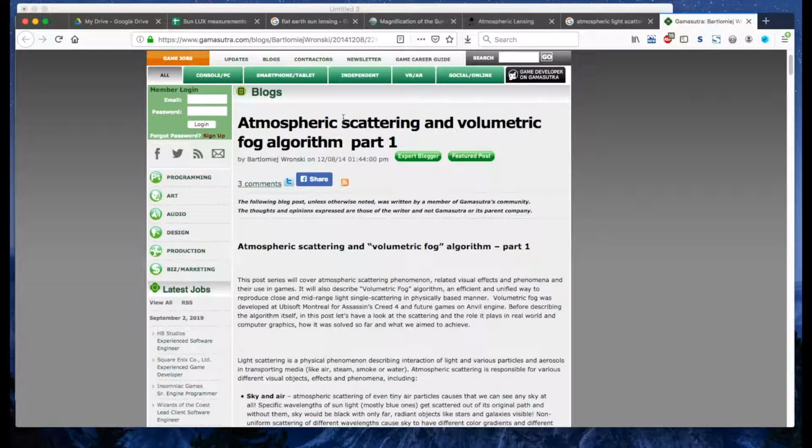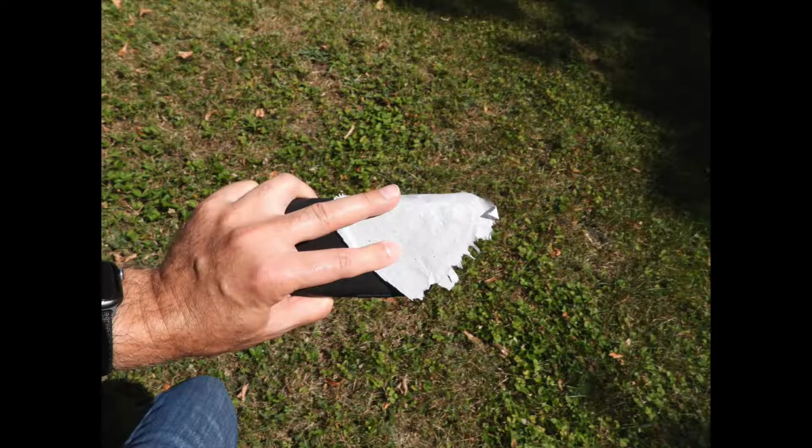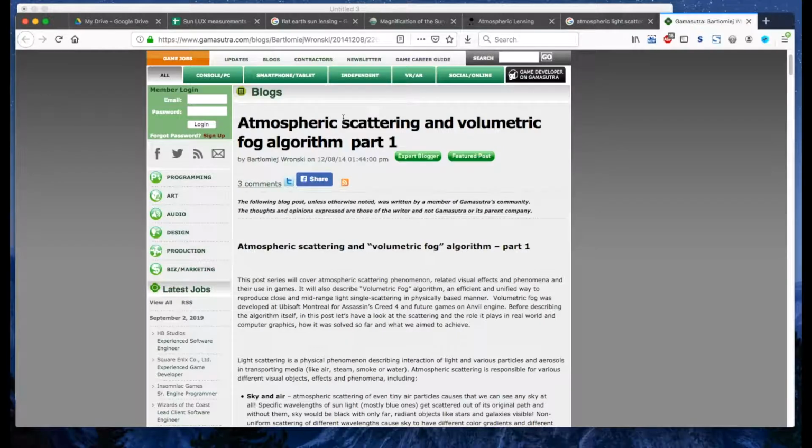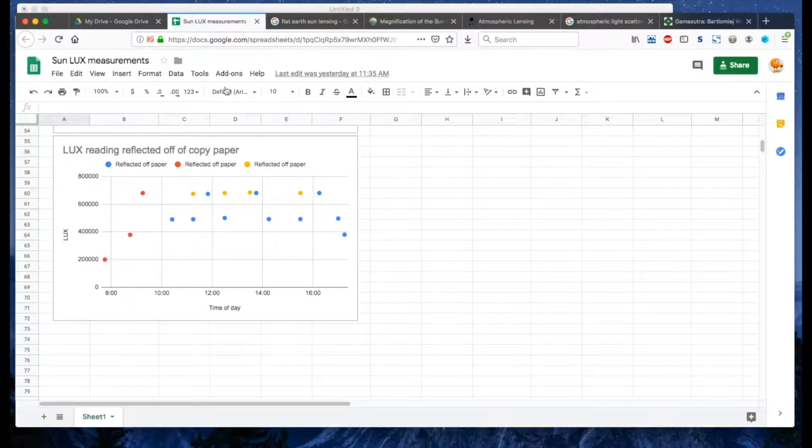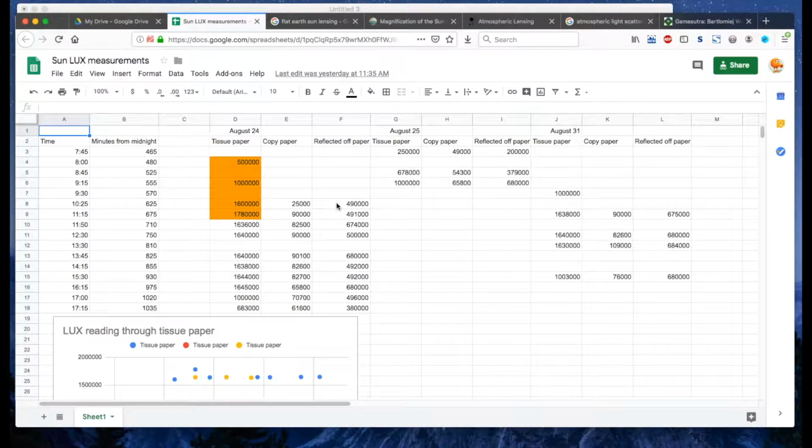Now, I did not want to swamp the camera of the phone out, so I used different material. Initially, I used tissue paper to just create a scatter, and I'll show some pictures of those materials and how I took those readings. And here are the results. So I did it on 3 days. August 24th are going to be these readings.